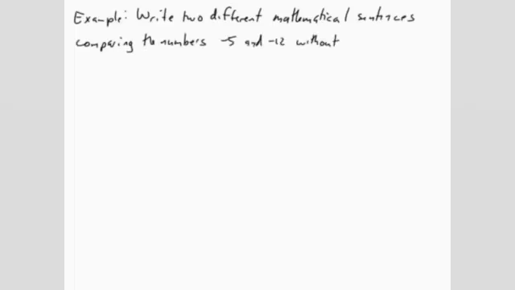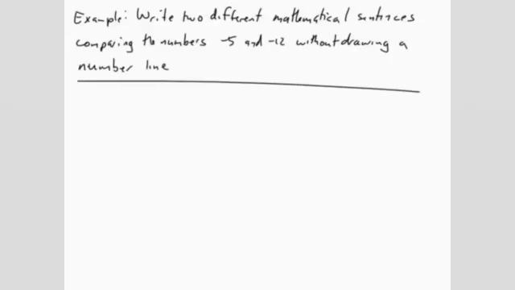Example, write two different mathematical sentences comparing the numbers negative 5 and negative 12 without drawing a number line. How do we visualize this picture? Let's say that you're at the number negative 5 on the number line. Which direction do you need to move in order to get to negative 12? You should have enough intuition by this point to know that you have to go to the left to get to negative 12. And now let's think about the geometric relationship between these two values.